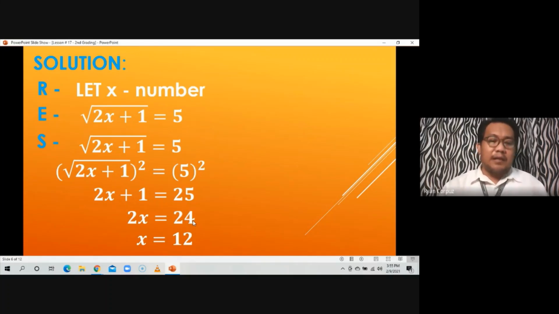Ngayon, titignan natin if that 12 is really the solution, or really the number that we are looking for in the problem. Malalaman natin yan by proving it.